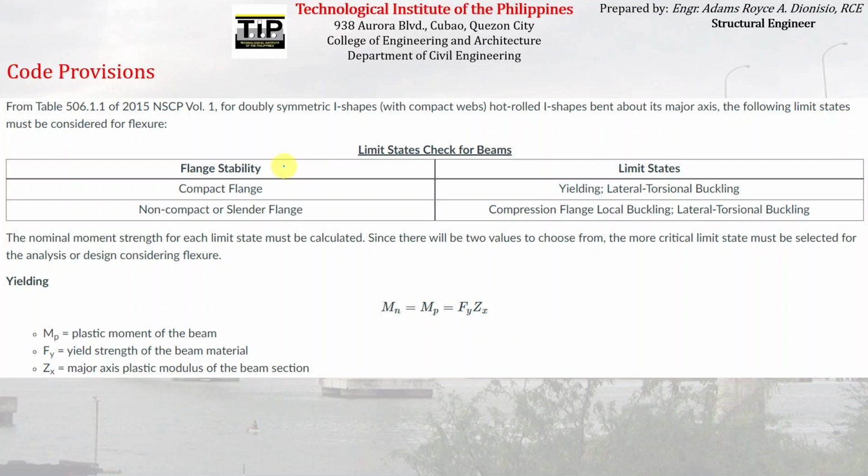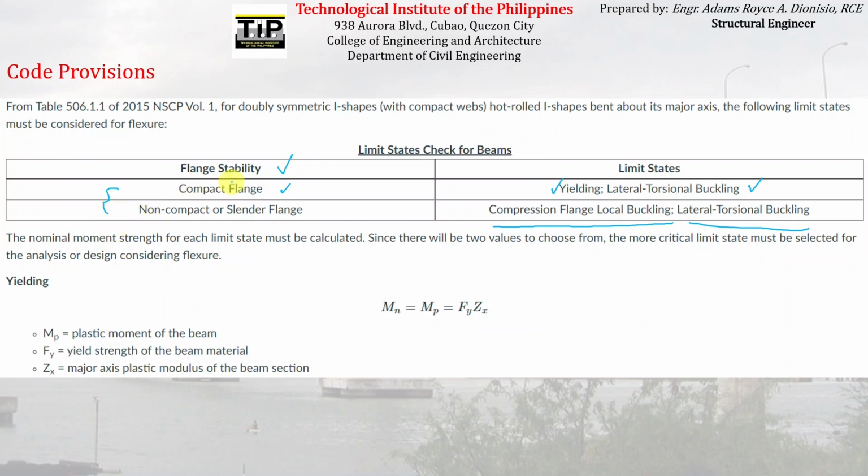So you can see here, with respect to flange stability, kunyari, we want our flange to be compact. So dapat i-check natin siya sa yielding tsaka sa lateral torsional buckling to ensure that our flange will be compact. Magkakaroon ng stable flange yung section natin. Okay? So, kung yung flange naman natin ay non-compact or slender, kailangan natin i-check na limit state ay yung compression flange local buckling, as well as lateral torsional buckling or yung LTB. Okay? So, itong mga to, different code provisions yung kailangan mong gamitin dyan.